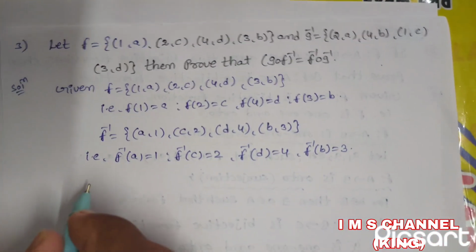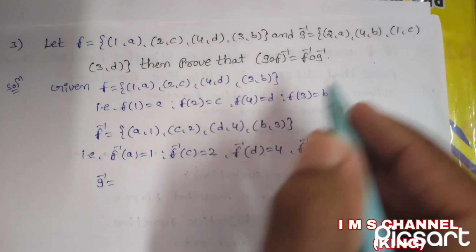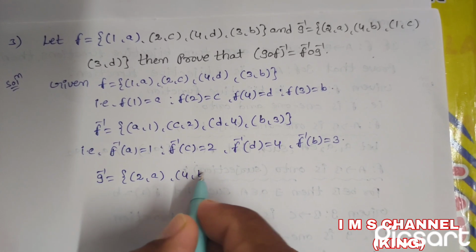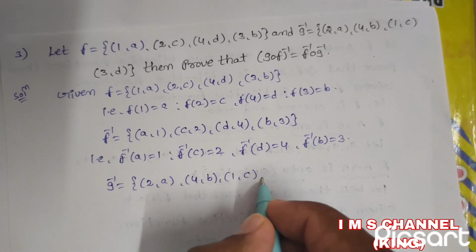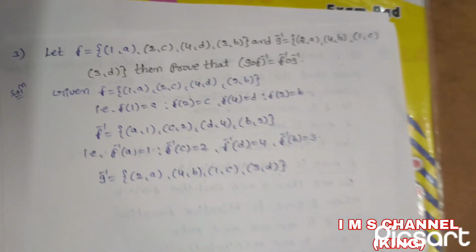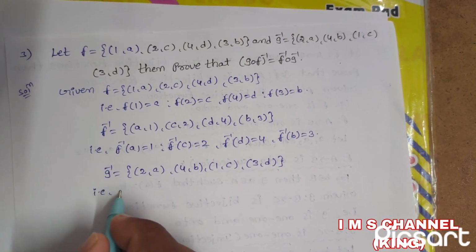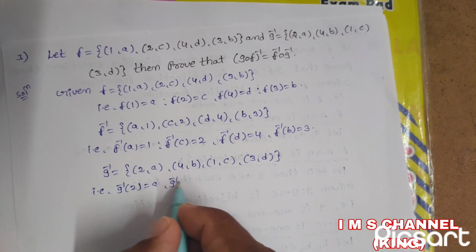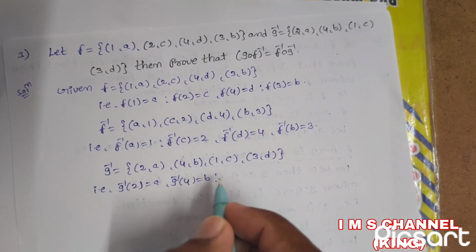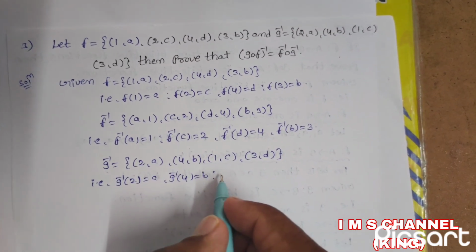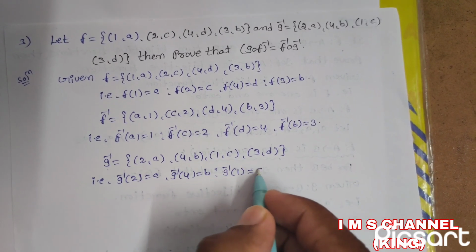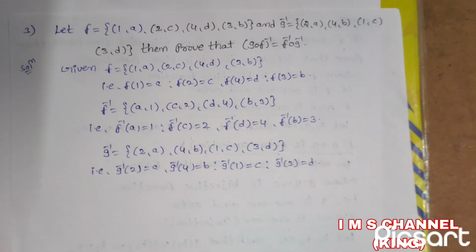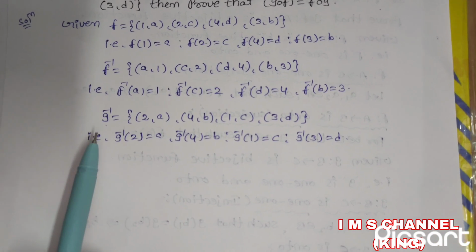Second function mapping is given: hypothesis G inverse is equal to the set of (2, a), (4, b), (1, c), (3, d). That is, here G inverse of 2 value is a, G inverse of 4 value is b, G inverse of 1 value is c, G inverse of 3 value is d, according to the mapping of the G inverse.